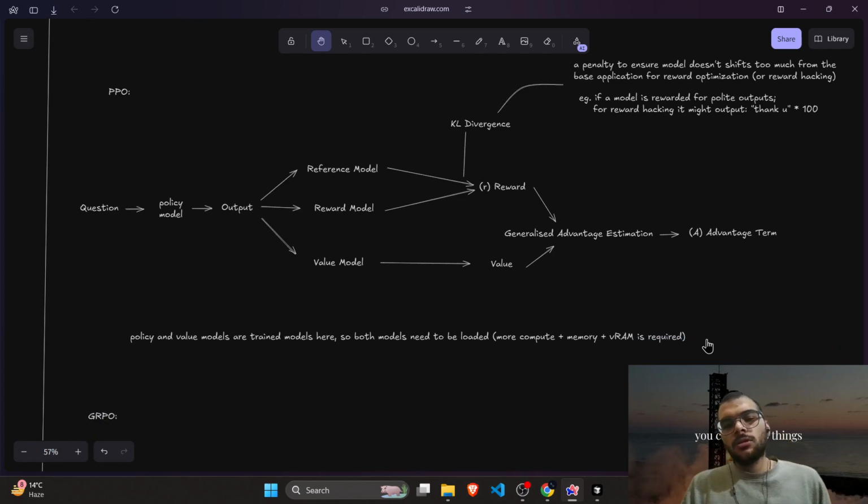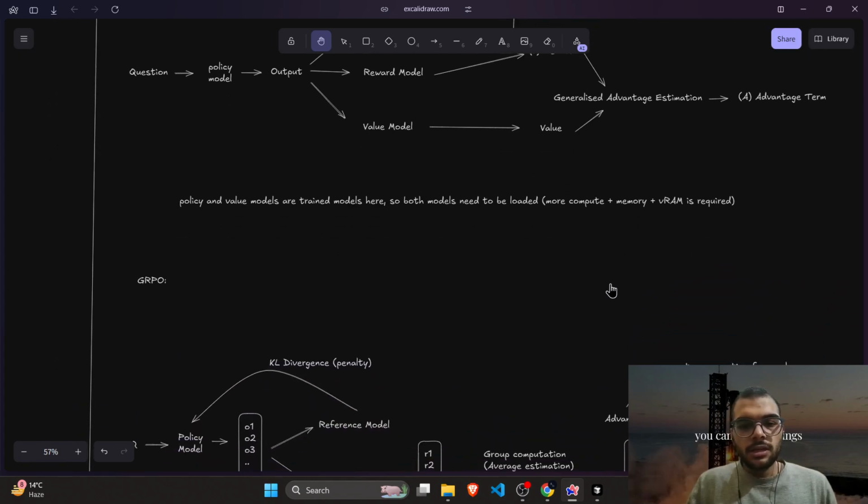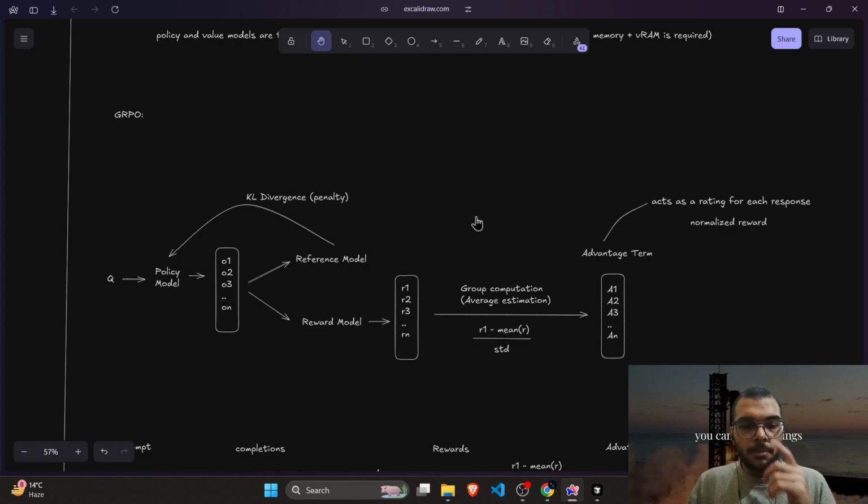Now, in PPO, the policy model and the value model are the two trained models. Both of these models need to be loaded into RAM, and that's why PPO is compute and memory heavy, and it also requires a lot of VRAM. That's why they used something known as GRPO.